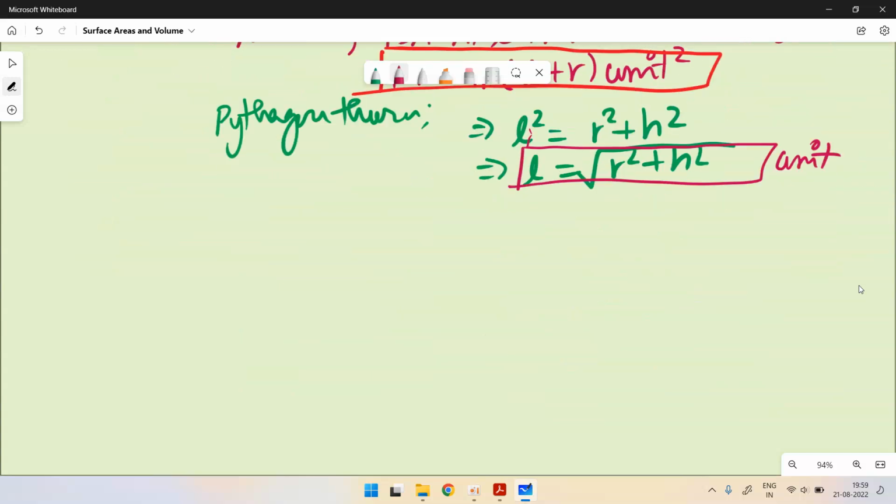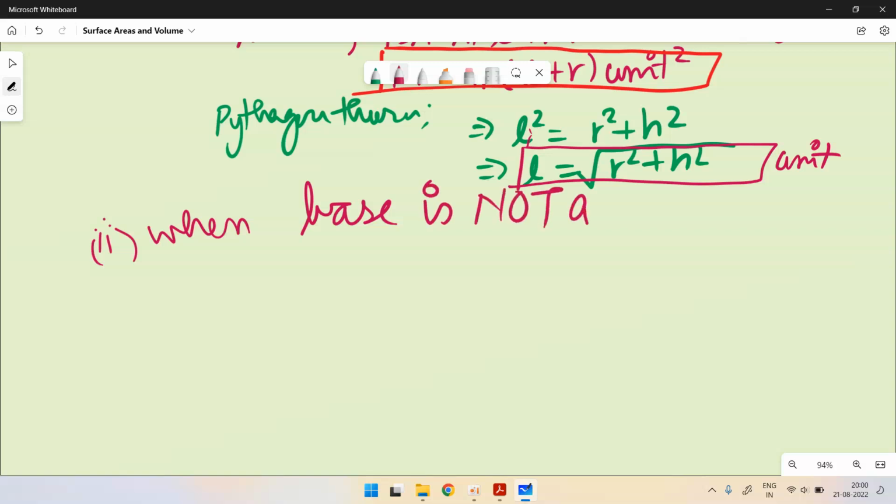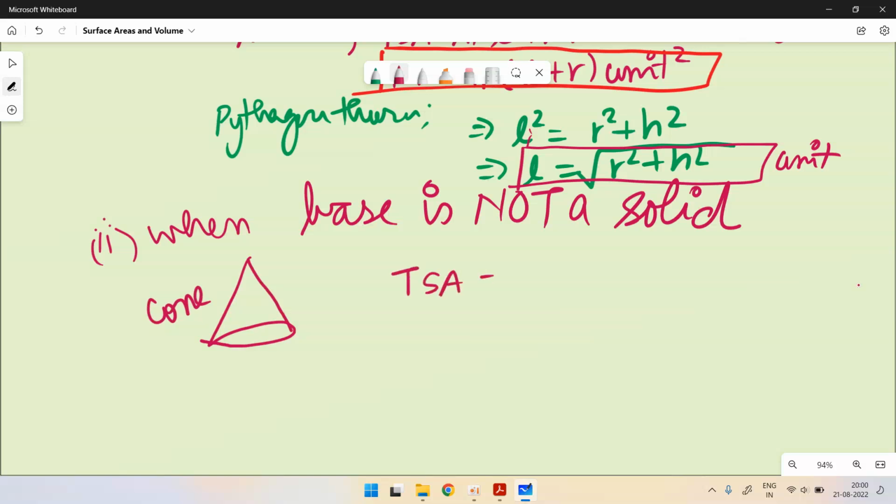Since this is a solid, total surface area is pi r (l plus r). Second, I am considering the case when the base is not solid, which means this is a hollow cone. Then total surface area will be equal to curved surface area, equal to pi r l, because this base is open.